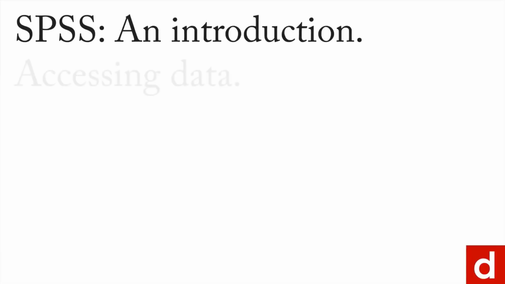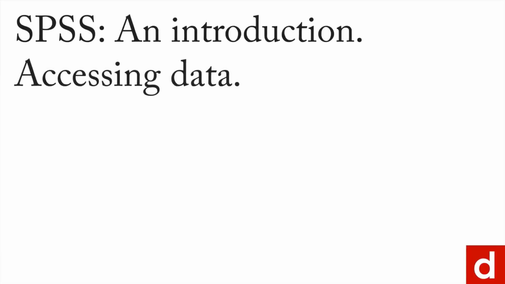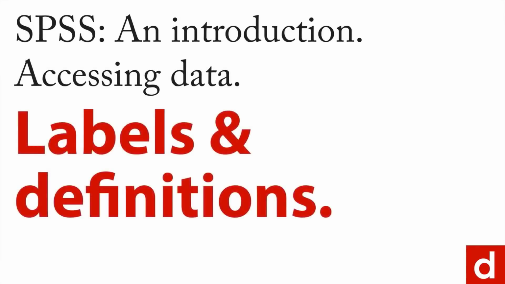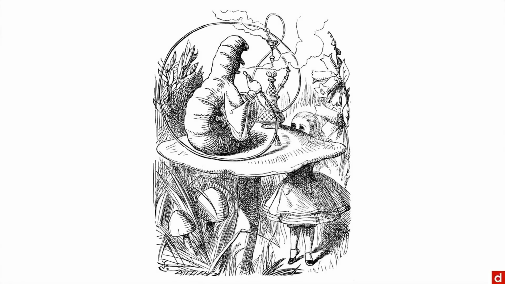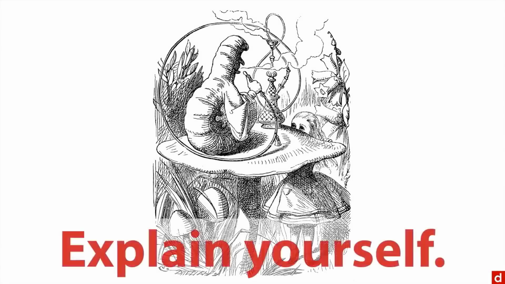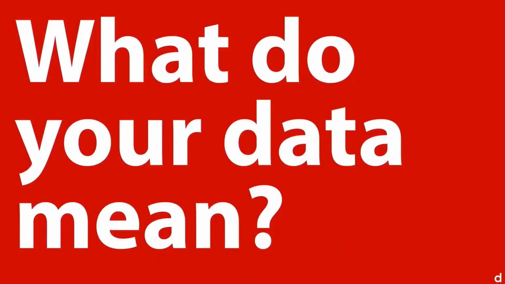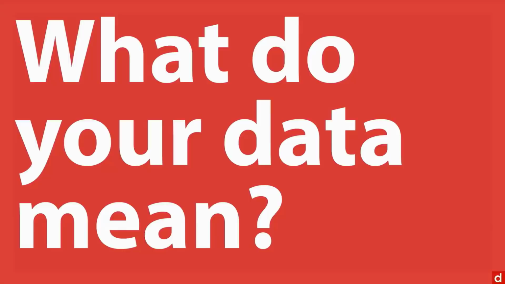When you're working in SPSS and you're accessing data, one of the most important things you can do is to create labels and definitions for your data. I like to think of this as the statistical version of Alice in Wonderland and the caterpillar, asking her to explain herself. You need to explain yourself, or more specifically, when it comes to your data, you need to tell SPSS what your data mean.